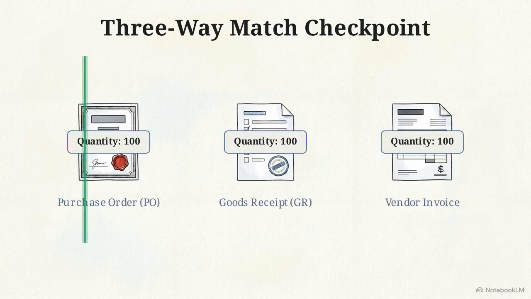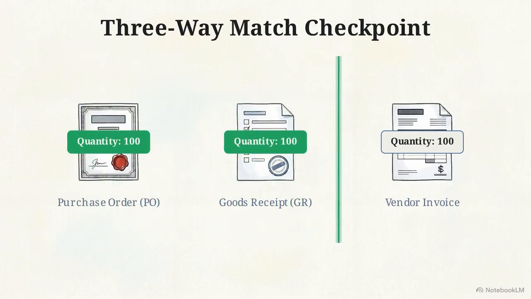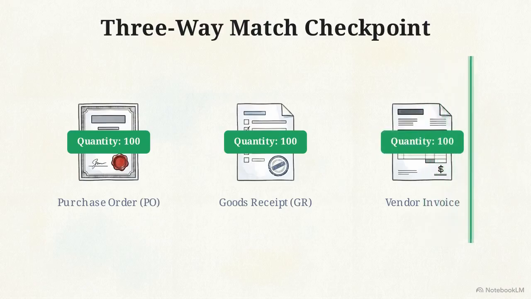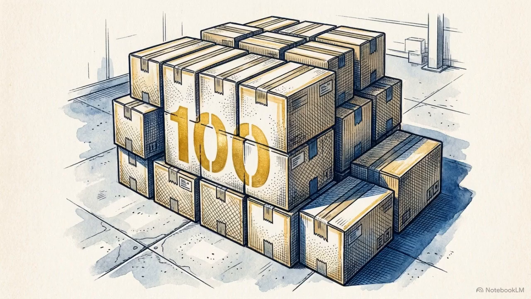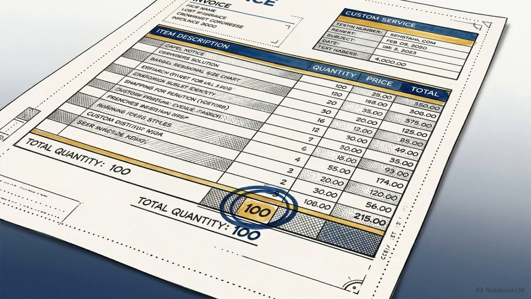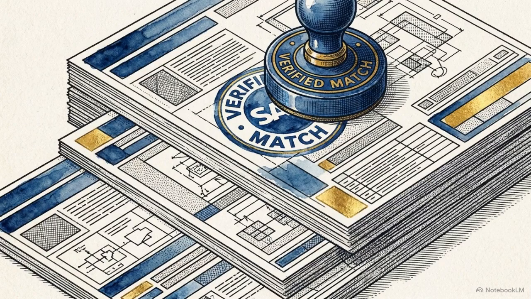The system compares the quantity on the purchase order, the quantity recorded during the goods receipt, and the quantity listed on the vendor invoice. If you ordered 100 laptops, received 100 laptops, and were billed for 100 laptops, the match is successful and the invoice is approved. This safeguard ensures the business only pays for materials it has specifically ordered and physically confirmed as received.